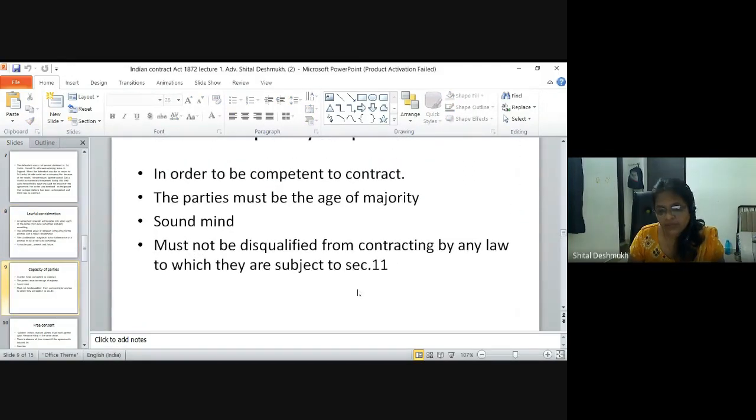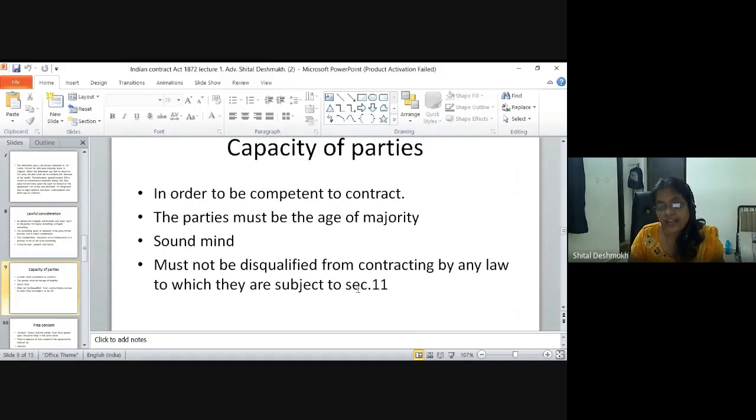Anyway, the next point, after lawful consideration, is the capacity of parties. Of course, for a valid contract, the most important essential requirement is the capacity of the parties. In order to be competent to contract, the parties must be of the age of majority. Age of majority is more than 18 years of age, we can say. The person must be of sound mind.